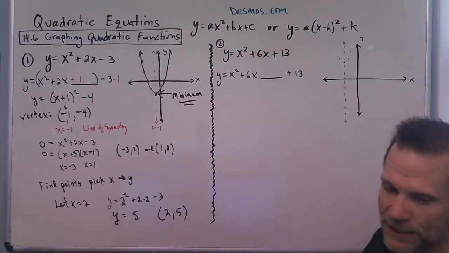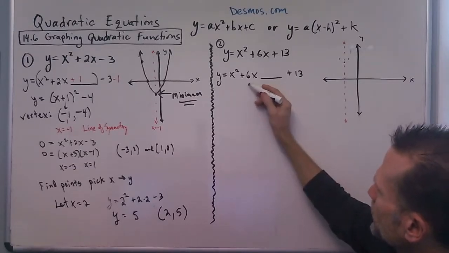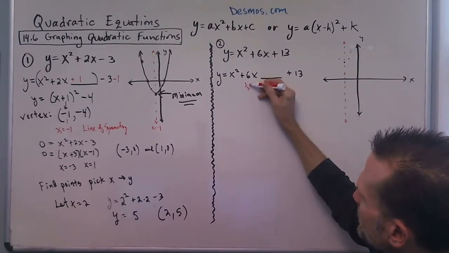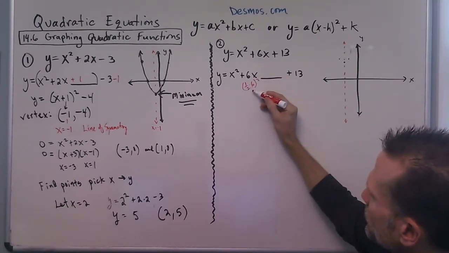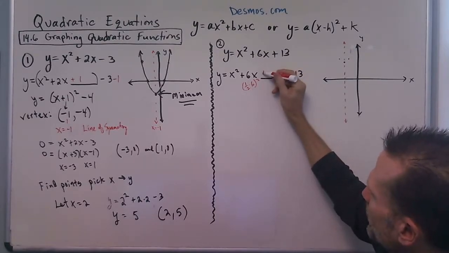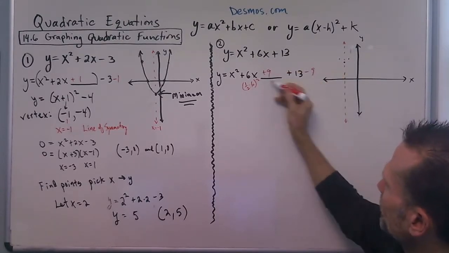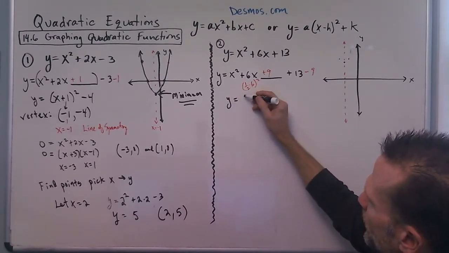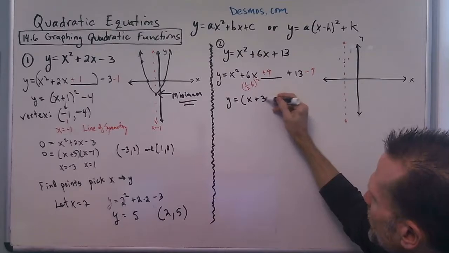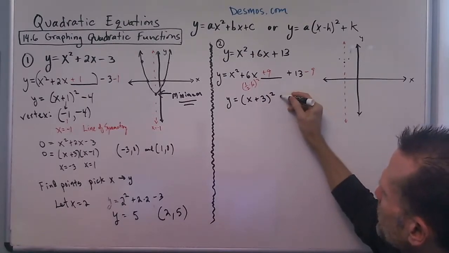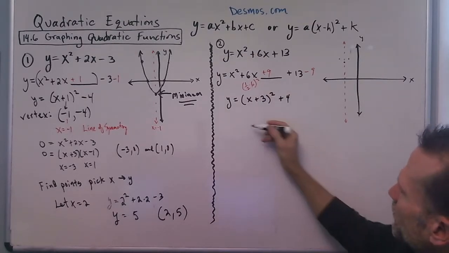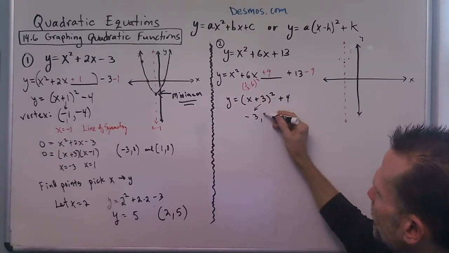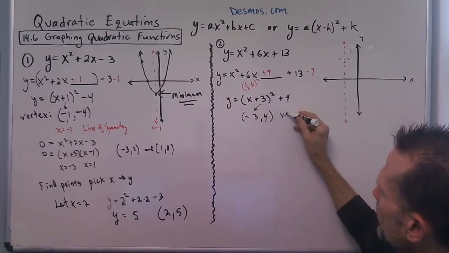Okay. So on this one, we'll do the same thing quickly. We'll complete the square. So we take half of 6, squared. Half of 6, squared is 9. And so I'm going to subtract 9, so I have a net value of 0. I get y is equal to x plus 3, squared, plus 4. I get a vertex at -3, 4.